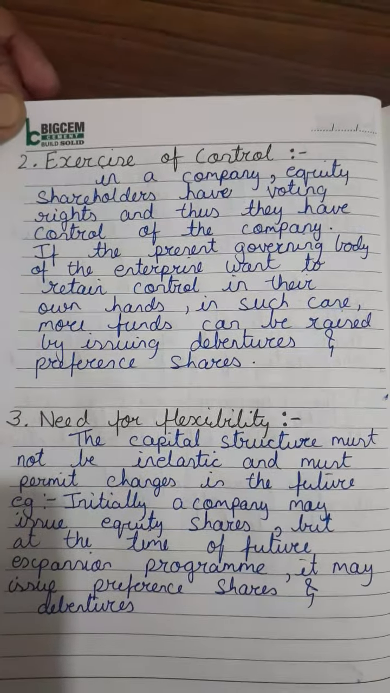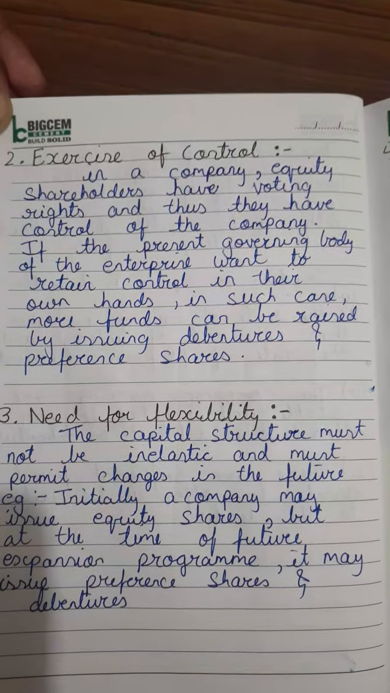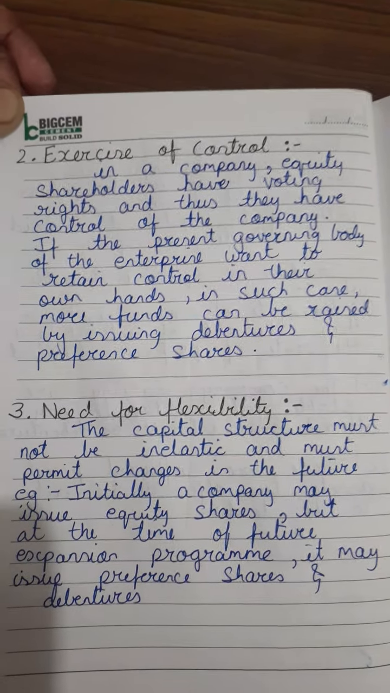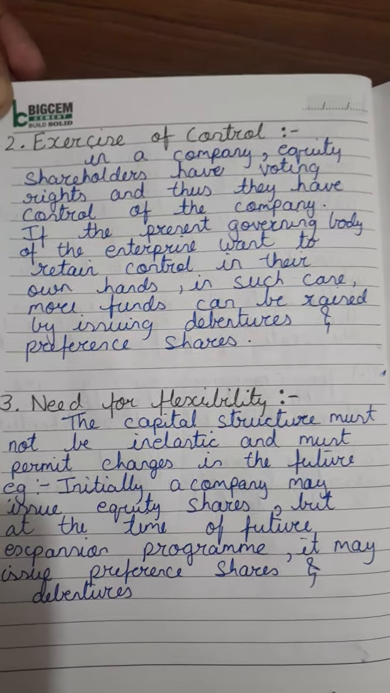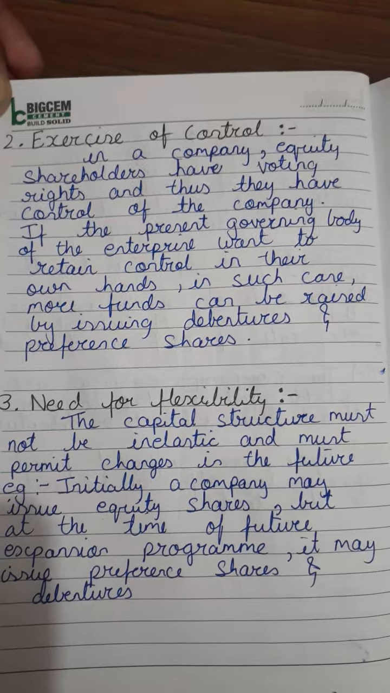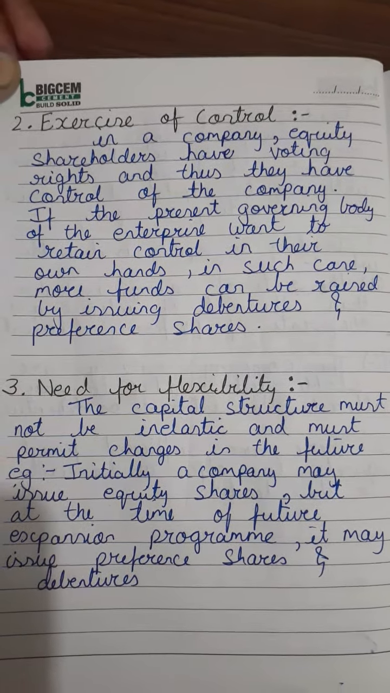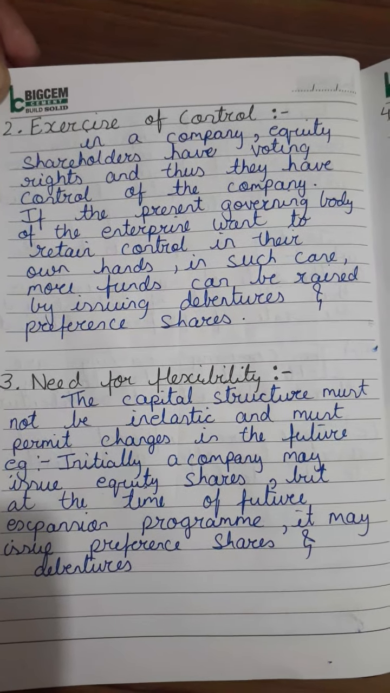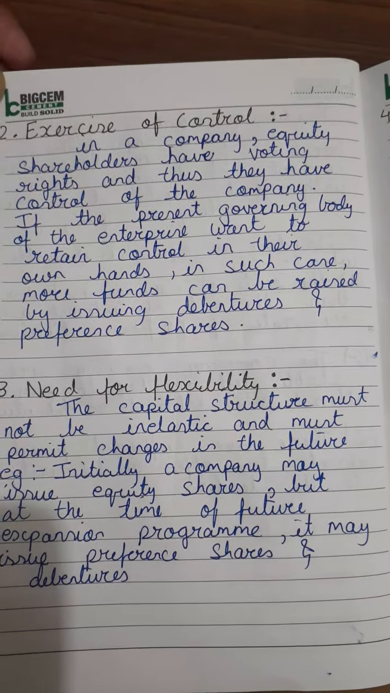Second factor which affects capital structure is exercise of control. A company can raise funds by issuing equity shares. Equity shareholders have voting rights. Voting rights means that they have power to participate in the day-to-day activities of the company. But if the present governing body does not want interference of shareholders in the working of the company, then it is desirable for the company to raise funds through preference shareholders or debenture holders.